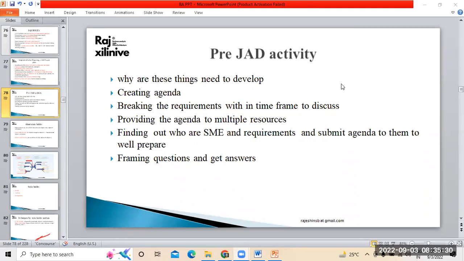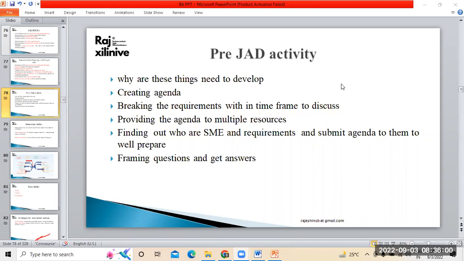So when we are conducting pre-JAD education or kickoff meetings, there are a few points we have to focus on more. The first point is: why do these things need to be developed? Why are we conducting this JAD session, and for what reason are we conducting pre-JAD education activities, is what we have to see in the first point.